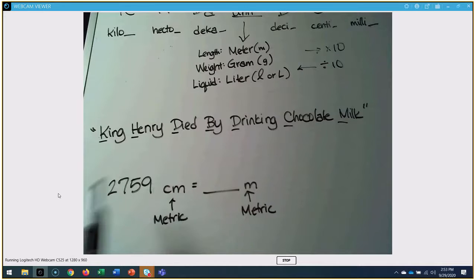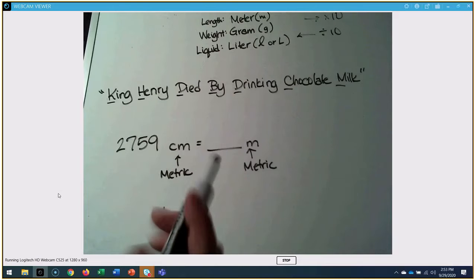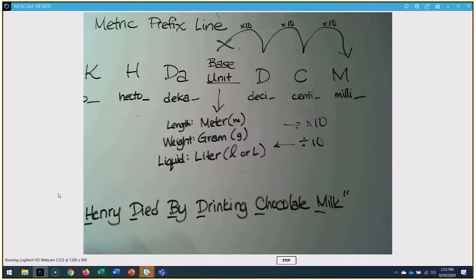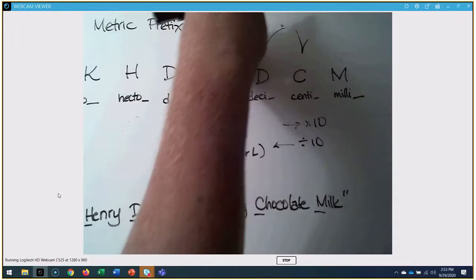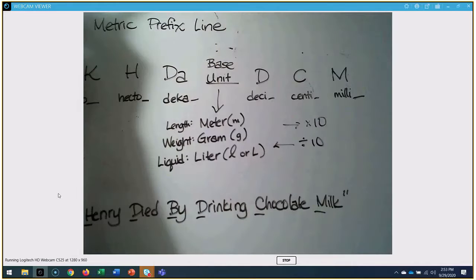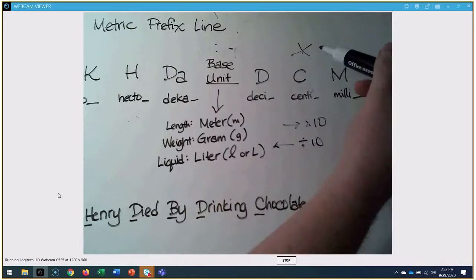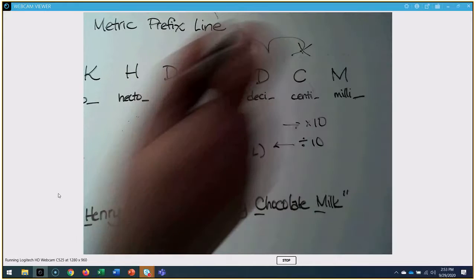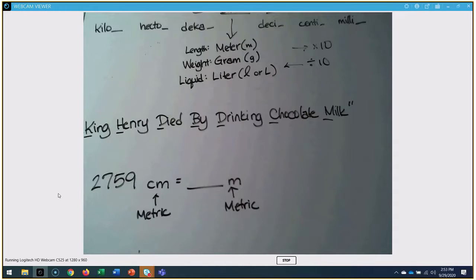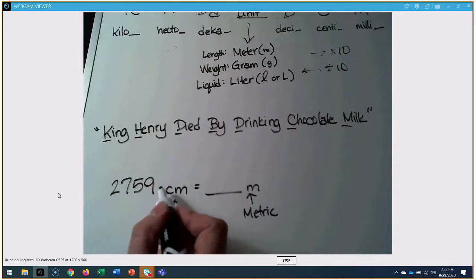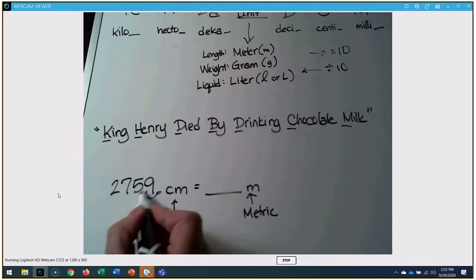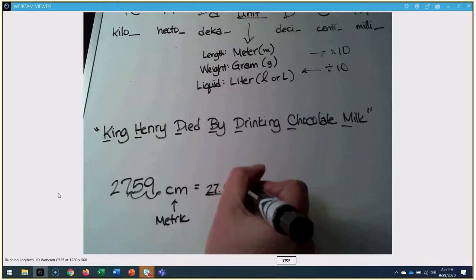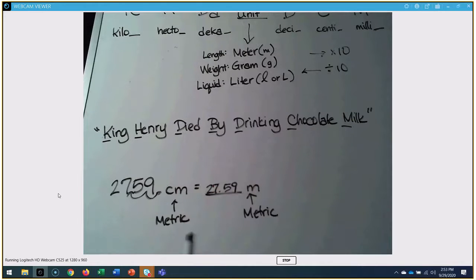Okay, so having said all that, I'm going from centimeter to meter. So centimeter is here. I'm going back to the base unit, which is the meter. So 1, 2. 2 to the left, starting behind the 9, 2 to the left. That's it. And I'm done.